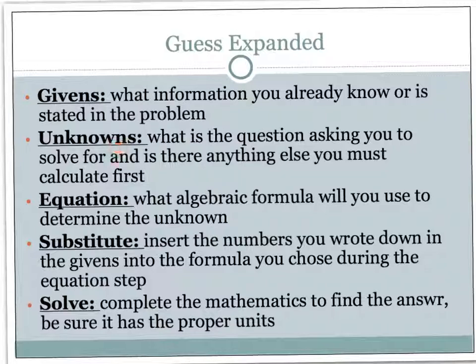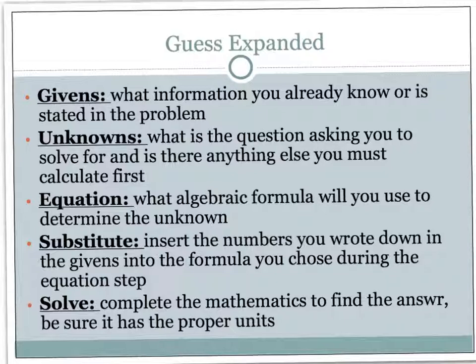Next is the unknowns. This is what the question is asking you to solve for. It can also mean, though, is there anything else that you must calculate first? A lot of times problems have multiple steps, but we have enough information with things that we already know and equations to use more than one, so we can solve the problem in steps. So under the unknown section, if there's ever two things you have to solve for, you should list them both.